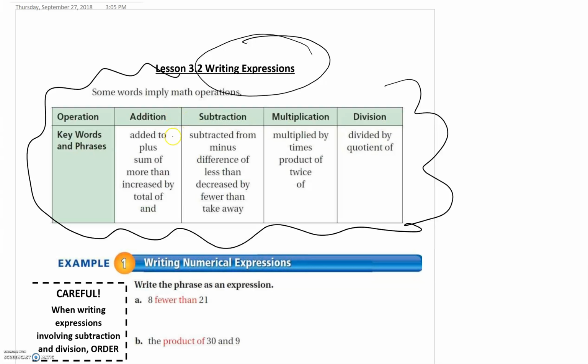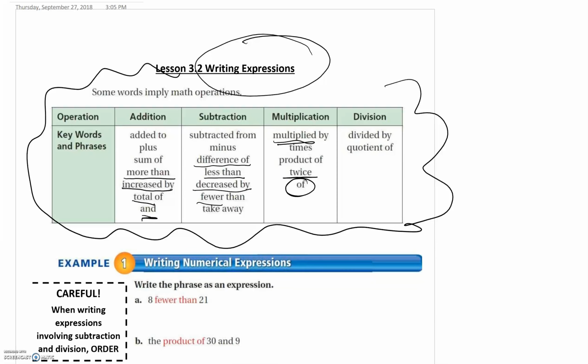So addition, you should be familiar with a lot of these. Some of them that might be a little bit different for you are saying more than, increase by, total, sometimes even just simply saying and. Subtraction is a difference of, less than, decreased, fewer. Multiplication, if it isn't specifically saying multiplied by, sometimes just saying of or twice. And then division, there's not too many ways to say this, so we have divided by or quotient of.